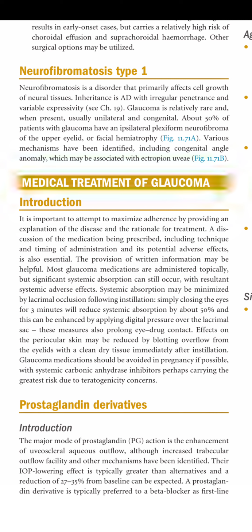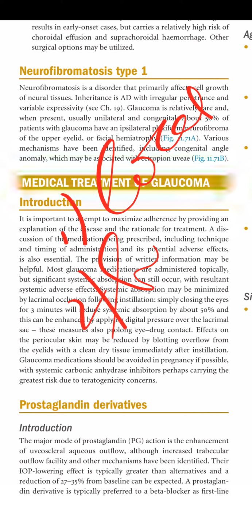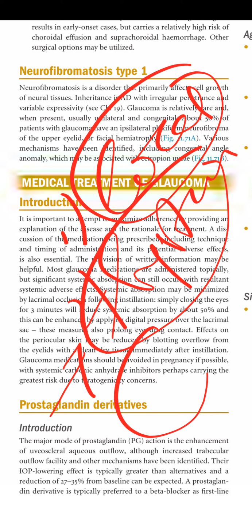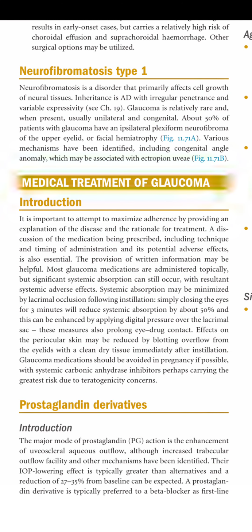So what you have to know is that glaucoma medications have local side effects as well as systemic side effects. So to minimize the systemic side effects, you can ask the patient, after instillation of the eye drops, to close their eyes for 3 minutes, or you can just put pressure on the lacrimal sac and then instill a drop.